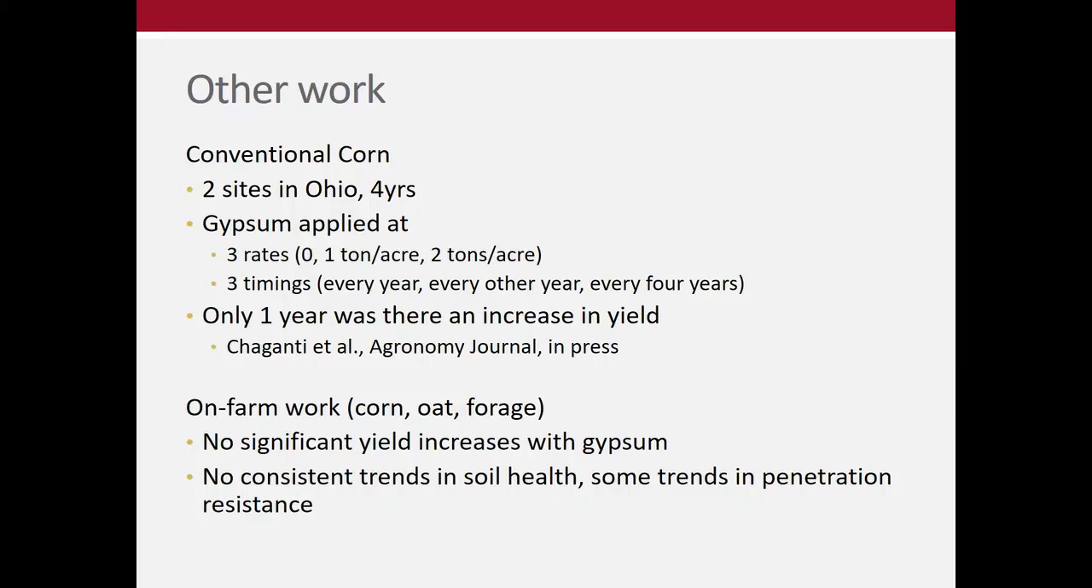We've got a paper that's, this is conventional continuous corn that Warren Dick started, and we've got this across the finish line. It's in press right now, but 2 sites in Ohio on our OSU research farms, the same locations in Wooster and in Hoytville. 4 years of continuous corn, 3 application rates of gypsum and 3 timings, once a year, once every other year. And again, somewhat limited response.